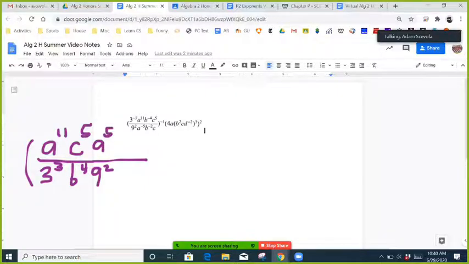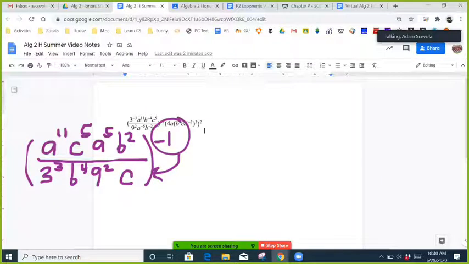So that b to the negative second will come up as a b squared, and that c will stay down as a c. Then everything is raised to the negative first power, which just means we're going to find the reciprocal of that. But before I do that, I'm going to simplify this by writing everything with one base.